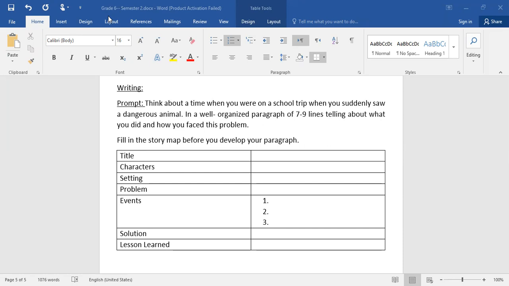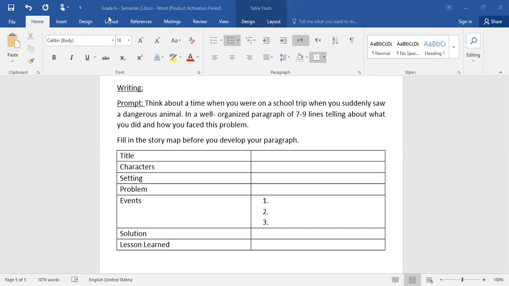What can we use as a title? Give us your suggestions. What do you suggest? The woods. Like we went on a trip to the woods and we found there. Okay, maybe. What else? The school trip. An adventurous school trip, for example.